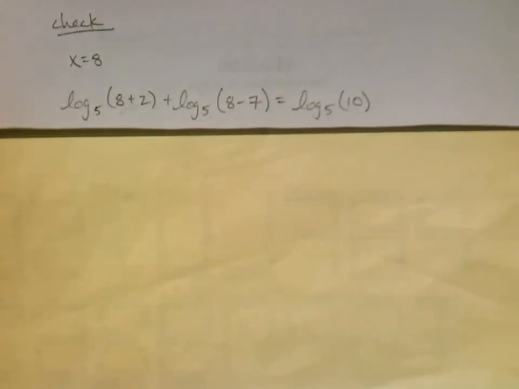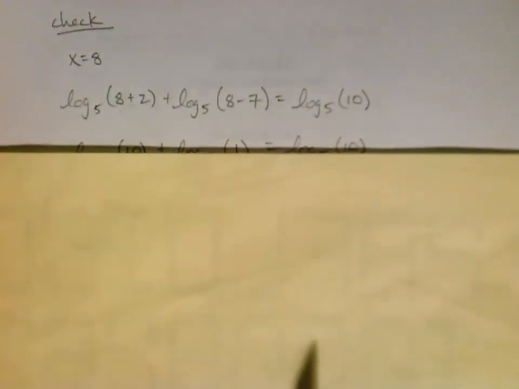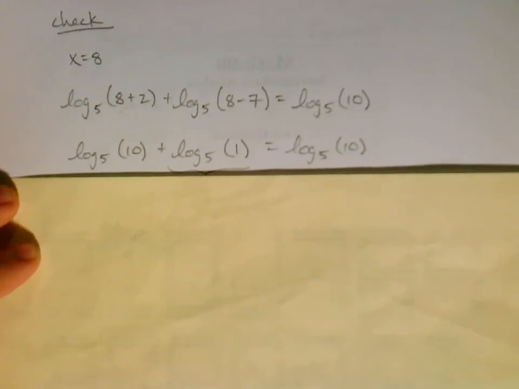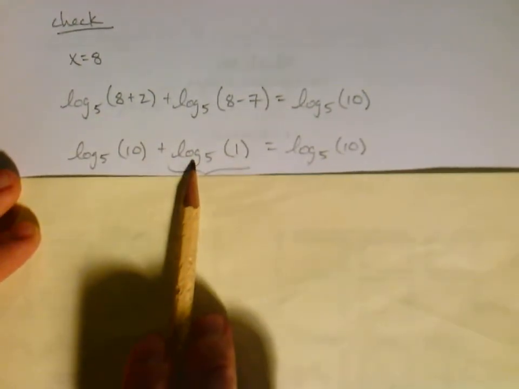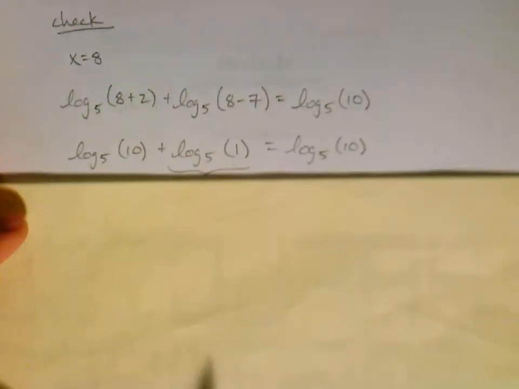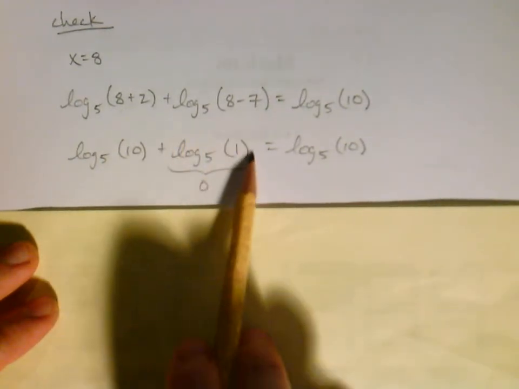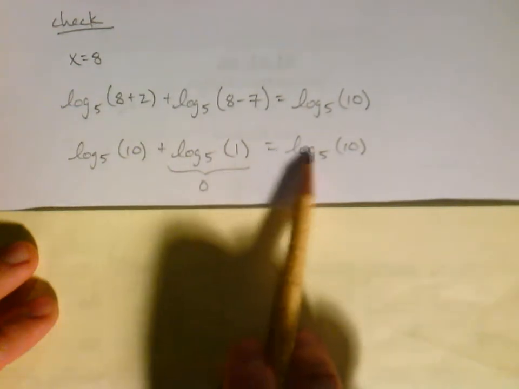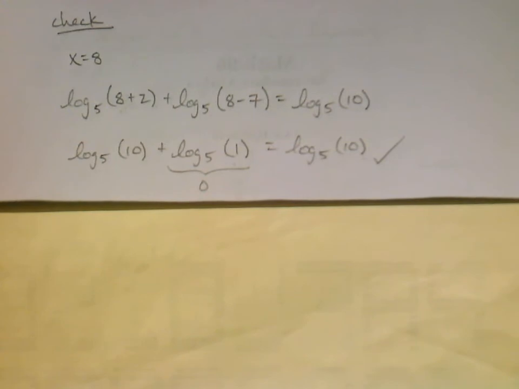Let's just take a look. What happens when we do that? Well, 8 plus 2 is 10, 8 minus 7 is 1. So that would bring us here. And again, we're just saying, does this work out to be a true statement? Hey, do you recognize the log of 1? Isn't the log of 1 always 0? So this whole thing in the middle is 0, and I've got the log of 10 base 5 equals the log of 10 base 5. Yep. That is a true statement because that middle one goes to 0.